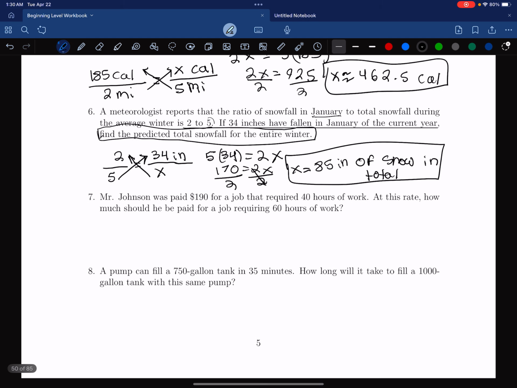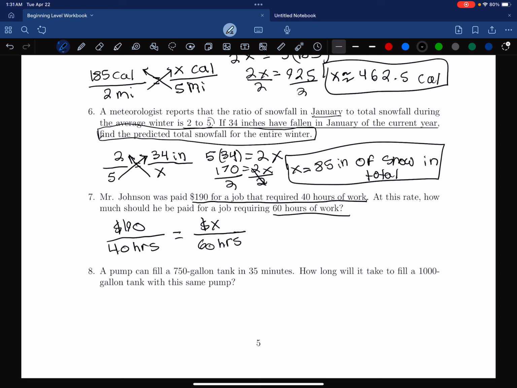Okay. Looking at number 7, Mr. Johnson was paid $190 for a job that required 40 hours of work. At this rate, how much should he be paid for 60 hours of work? We know for 40 hours, Mr. Johnson was paid $190. Using an equivalent ratio, we can ask, what about if he worked 60 hours? How much would he get paid?